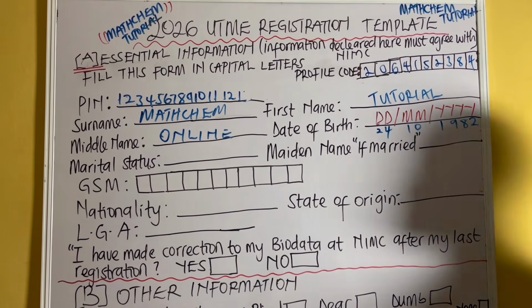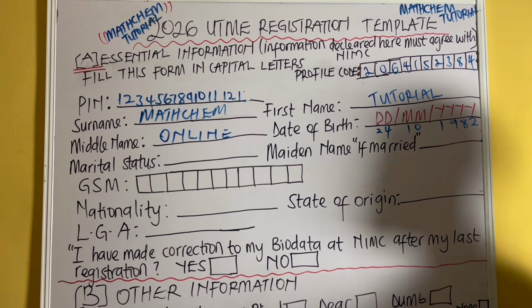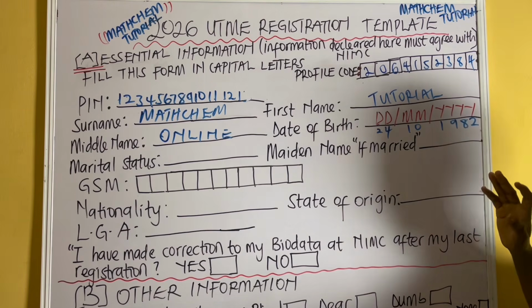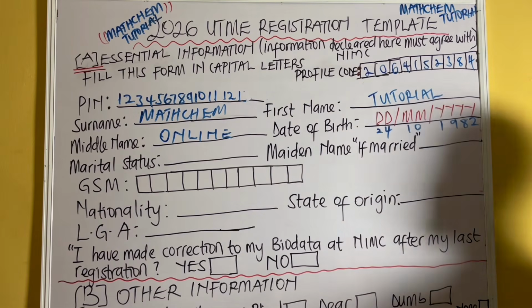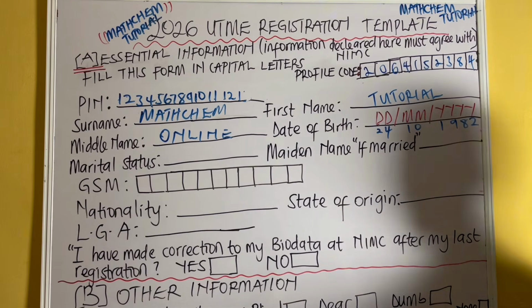Now take note in this date of birth of a thing. You must be 16 years old by September. So if you will not be up to 16 years old by September, don't bother to register for UTME and even direct entry. Don't bother to register for JAMB if you will not be 16 years old by September. So this is the date of birth. It has to be written in this format. The day, that's 24, the month, that's October, and the year, 1982.